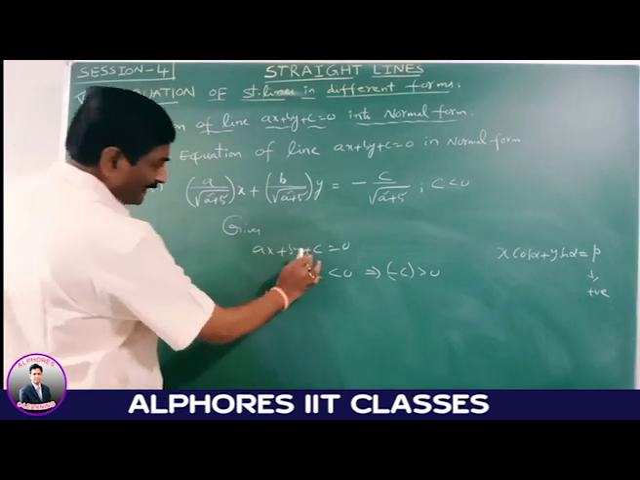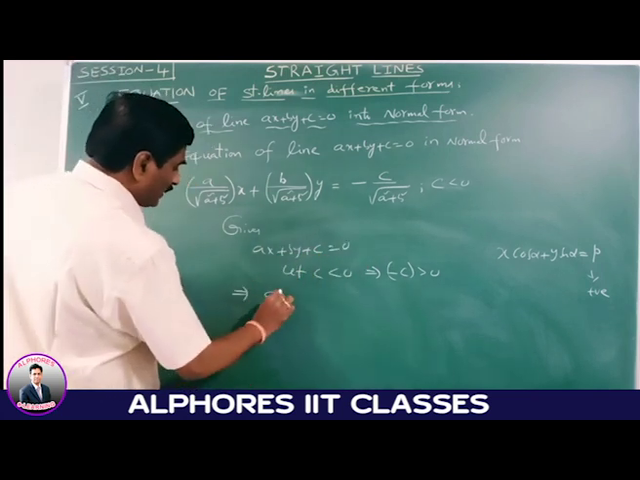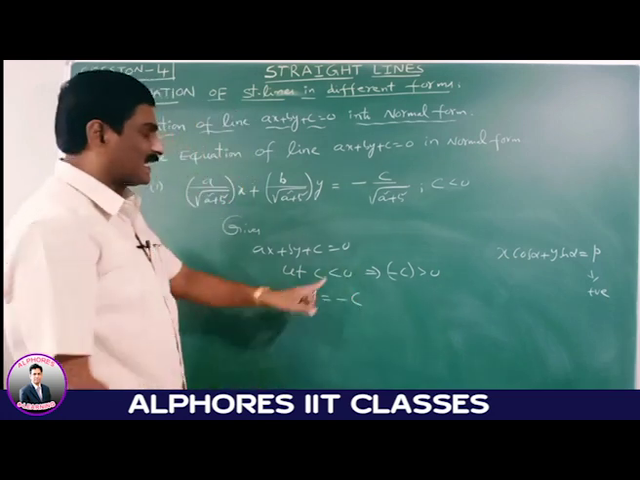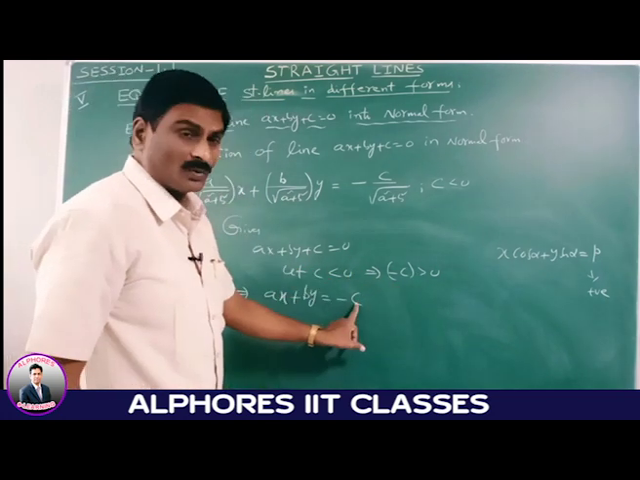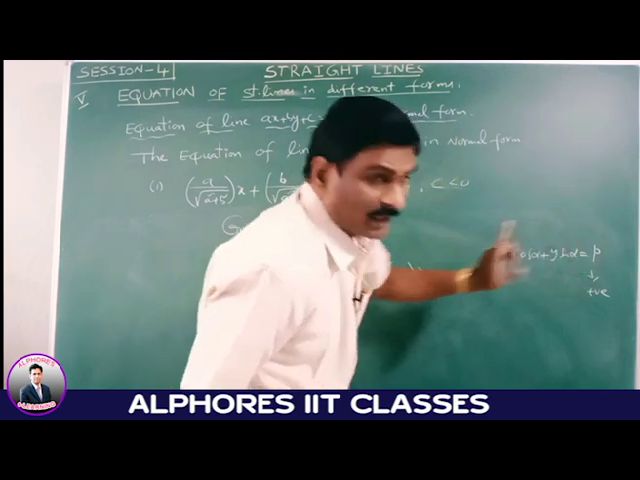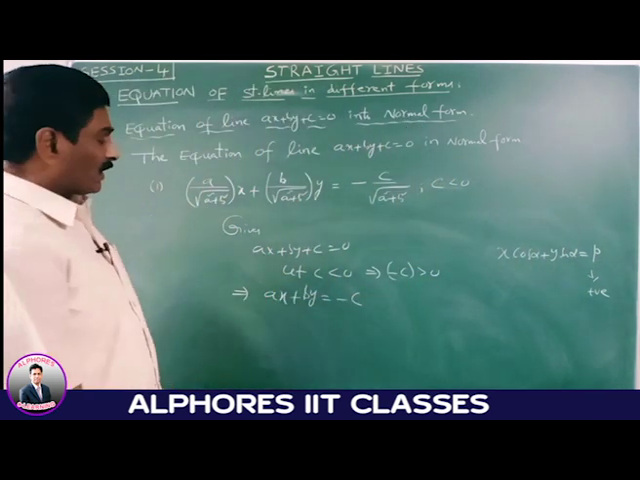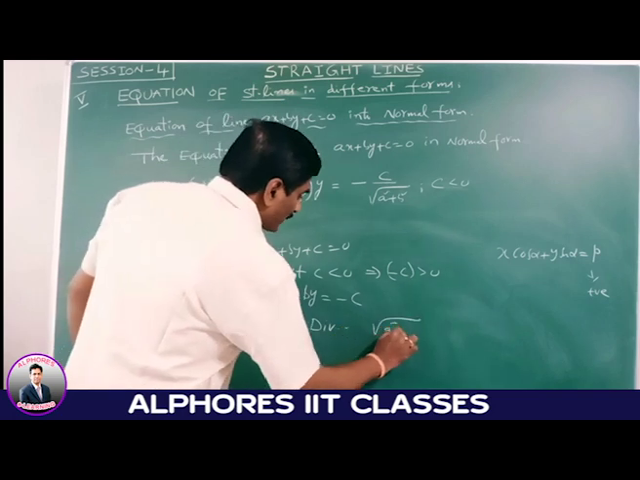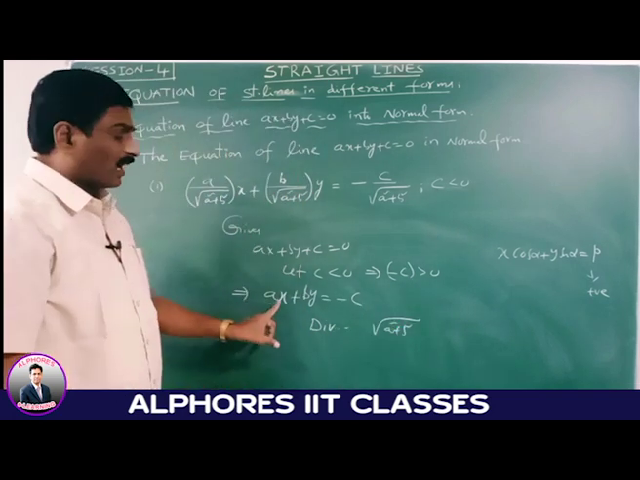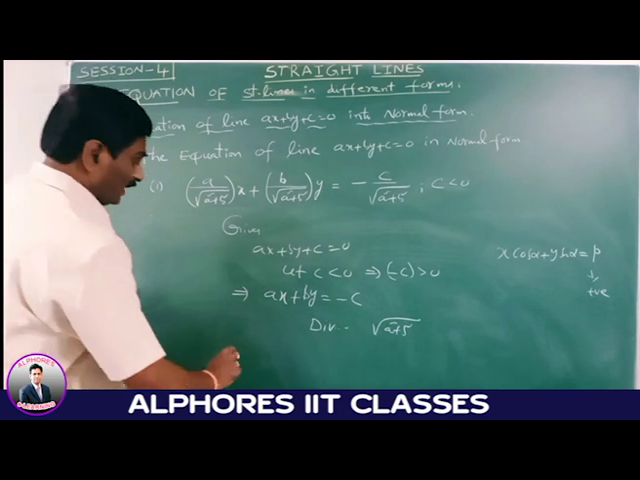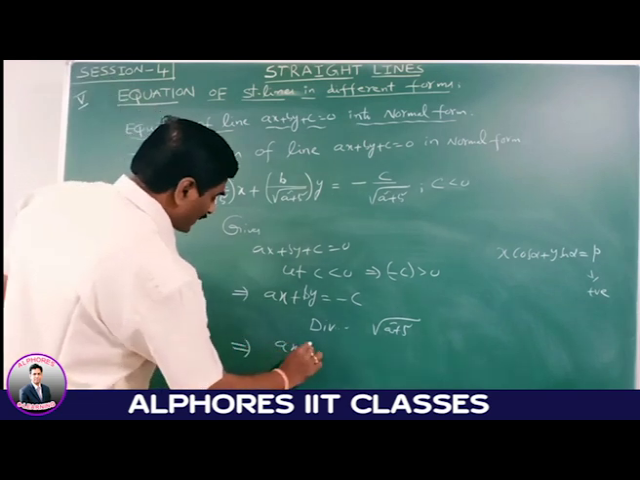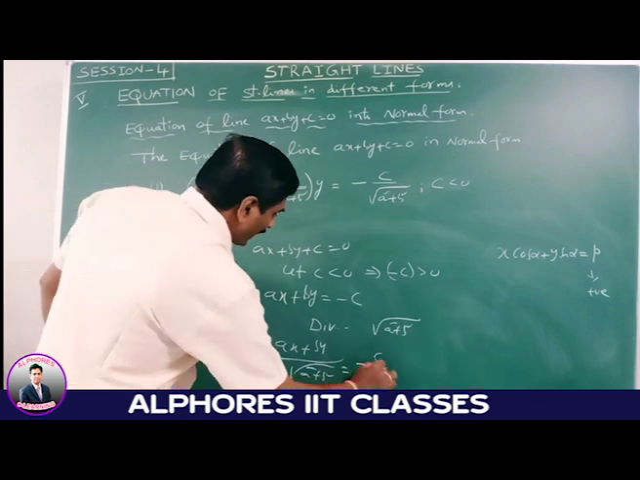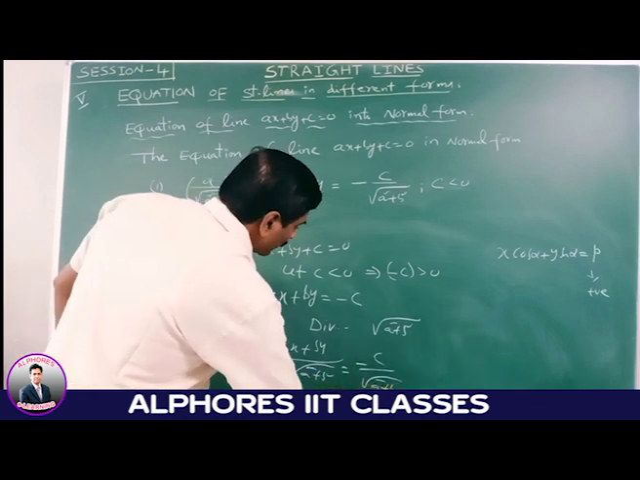So, move this c to the RHS. That means ax plus by is equal to minus c. If c is less than 0, minus c is positive. P must be positive. The constant term must be positive. Please observe that value. Now, divide on both sides with root over a square plus b square. That means the equation becomes ax plus by by root over a square plus b square is equal to minus c by root over a square plus b square.